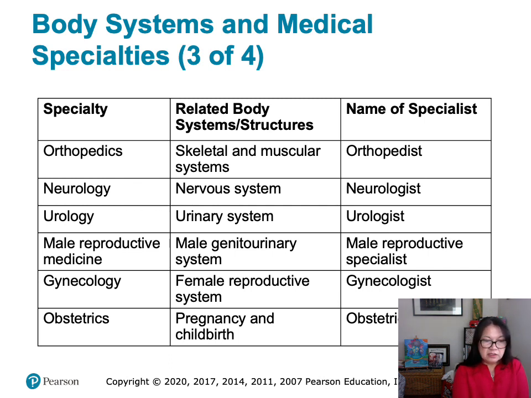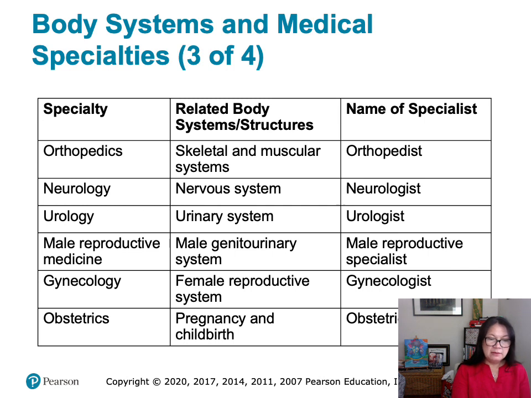The nervous system consists of the brain, cranial nerves, spinal cord, spinal nerves, other nerves, and related structures. A neurologist is a physician who specializes in neurology. Urology is the medical specialty that deals with the urinary system. This system consists of the kidneys, ureters, bladder, urethra, and related structures. A urologist is a physician who specializes in urology.